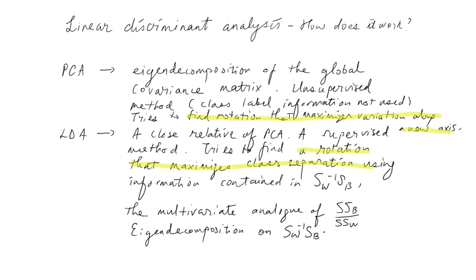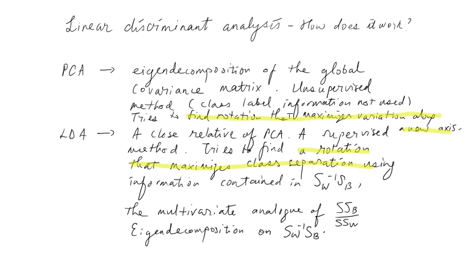Since this is an unsupervised method, that means the class labels are not used. On the other hand, LDA is a supervised method, which means it uses class information. It also tries to find some kind of a rotation of the original space, but the criterion for optimality is different from PCA. PCA tries to find rotation that maximizes variation along a particular axis, whereas LDA tries to find rotation that maximizes class separation.